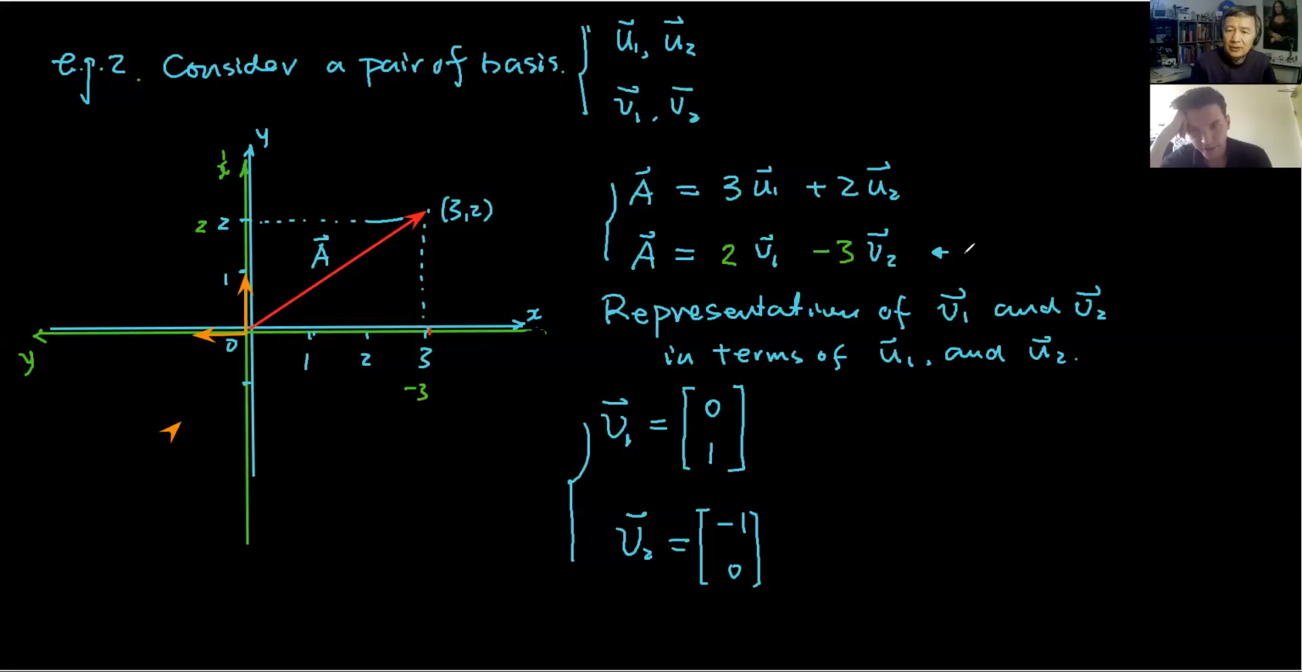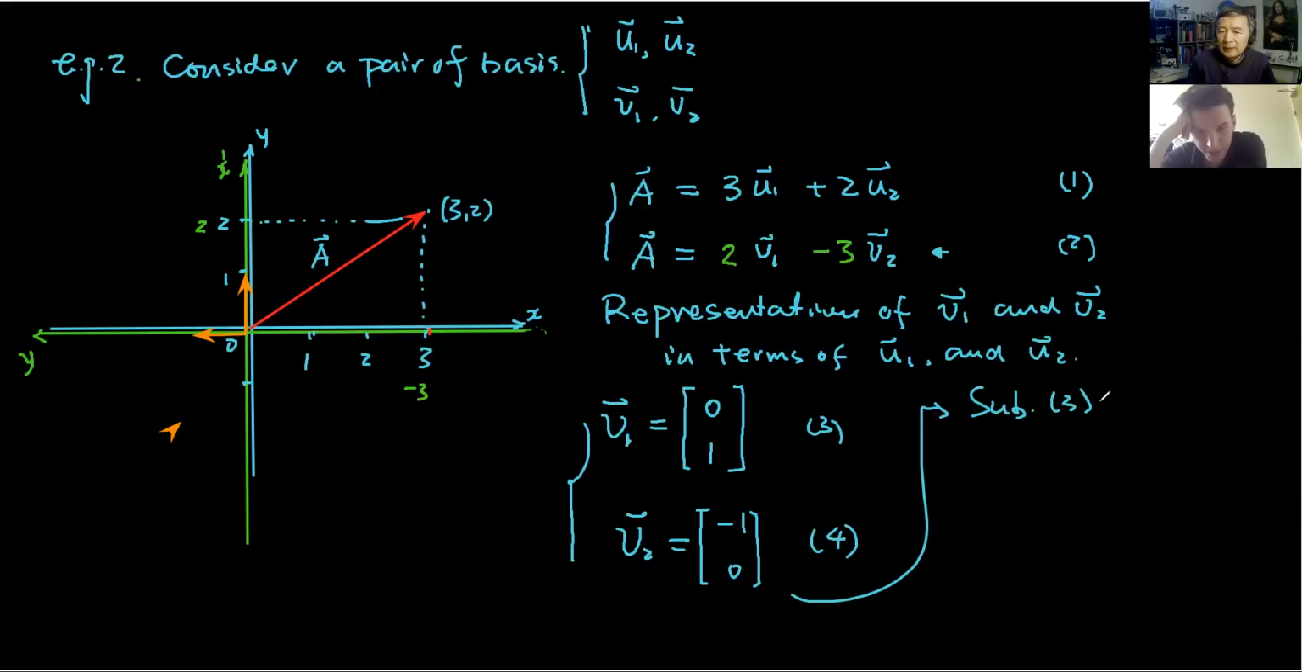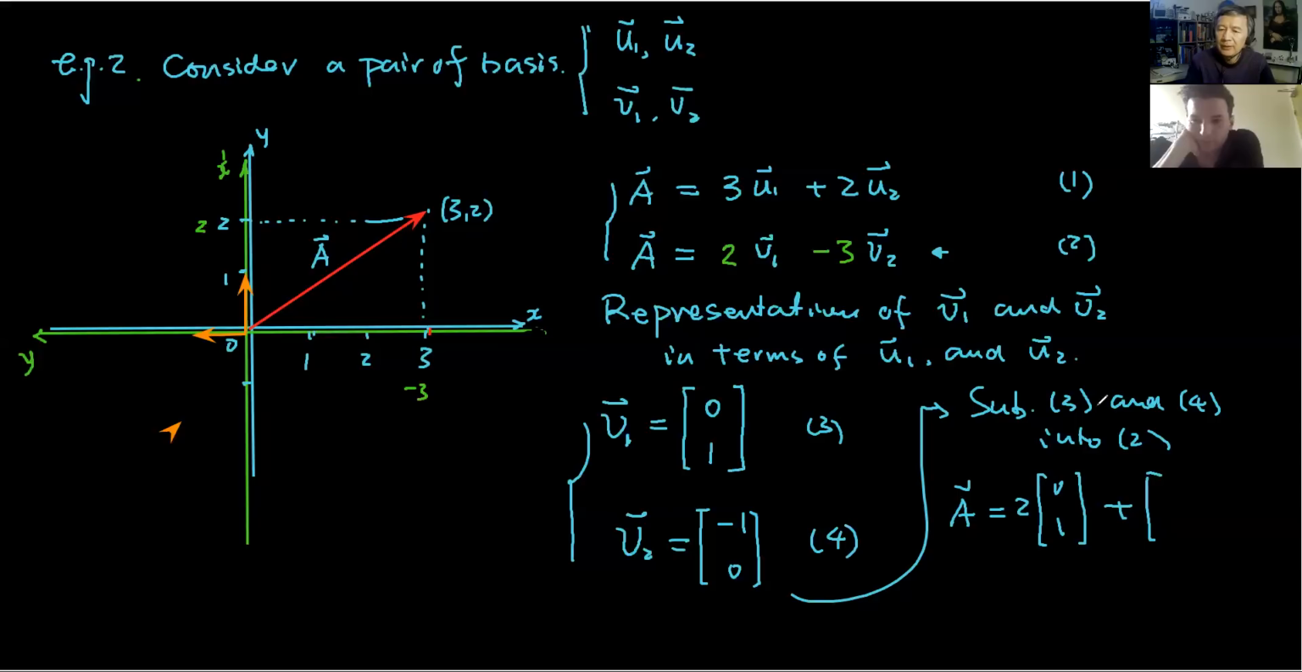So can we just substitute this into this equation? Let's call this equation 1, equation 2. Okay, so the equation is 3 and 4. If we just substitute 3 and 4 into equation 2, we get vectors 0, 2 multiplied by 0, 1, plus, and we put the coefficient -3 here.